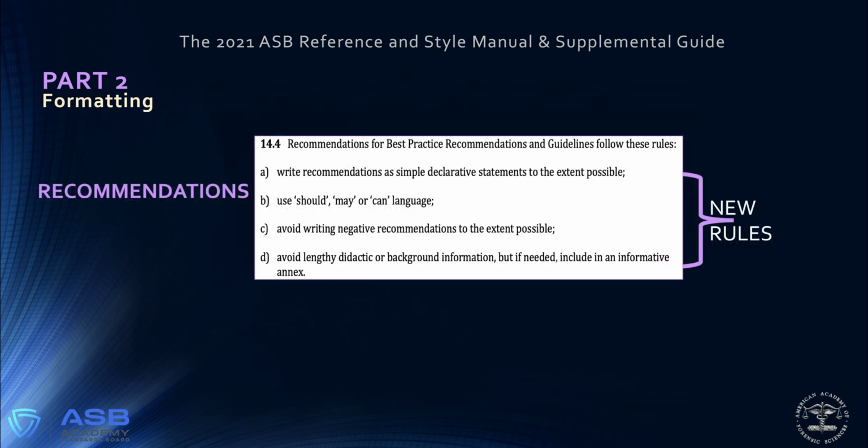Recommendations for BPRs or guidelines. ASB urges CBs to write recommendations as declarative sentences to the extent possible. Recommendations don't use shall language. While it's tempting to give negative directions to a user, we also ask you to the best extent possible to avoid writing not statements, such as you shall not do this. This shall not be done.